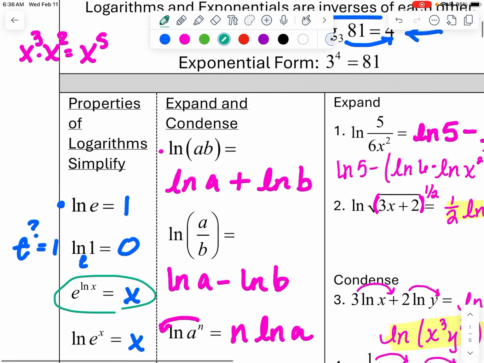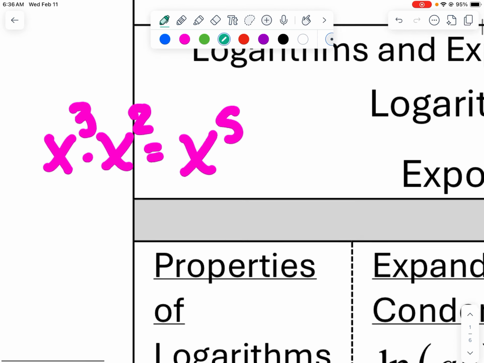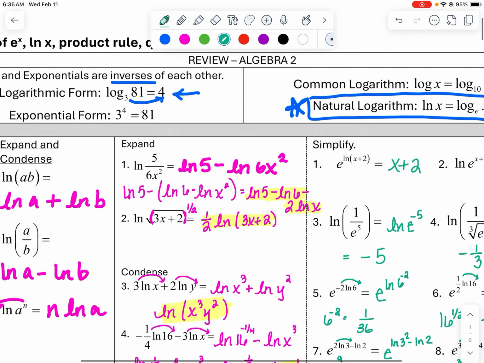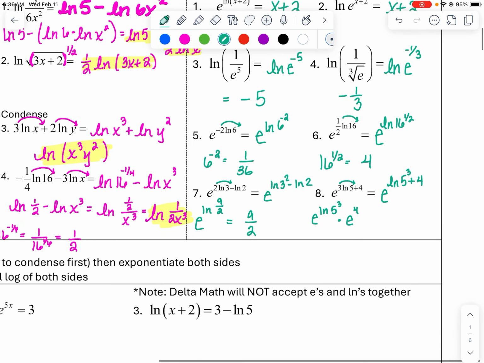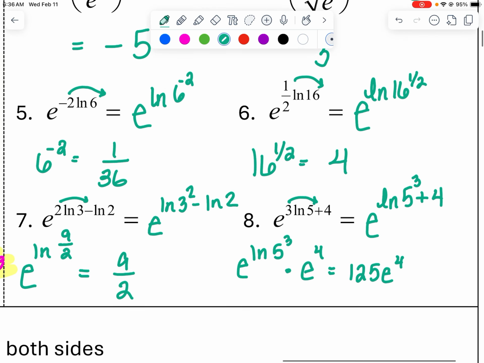So we're used to doing that the other direction. Like we have here, x to the 3rd times x to the 2nd, we add the exponents. Well, we can also split it up if we are adding the exponents, and we can split that into 2 different base e's. And then we have e to the natural log of 5 to the 3rd, which is 125, e to the 4th.